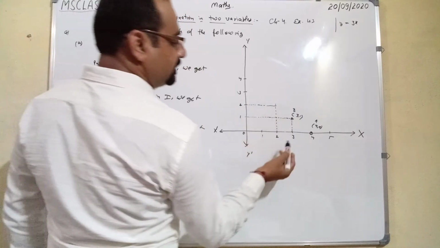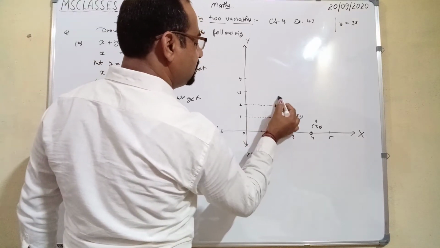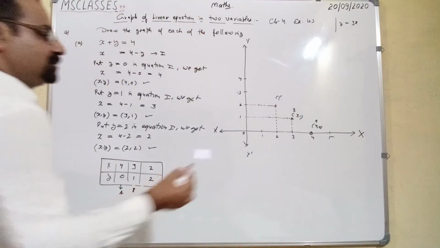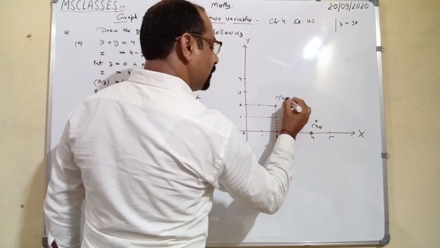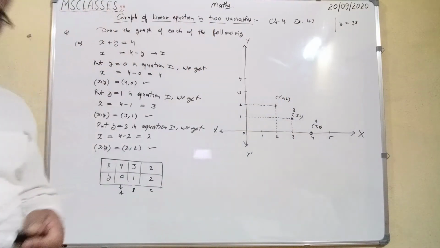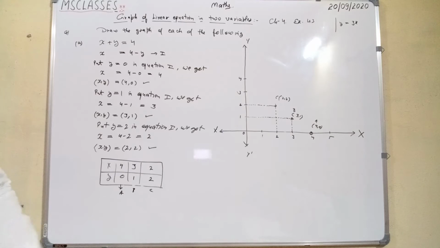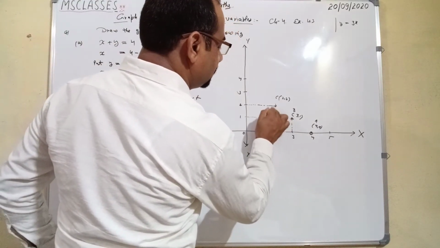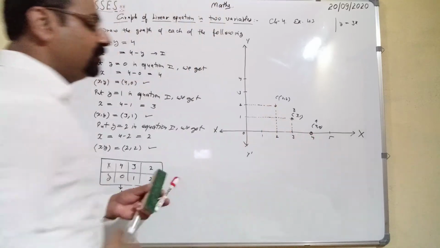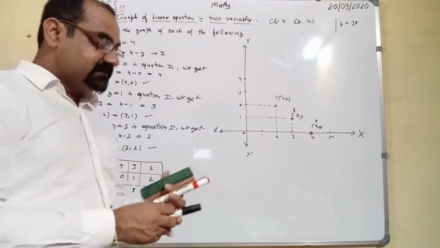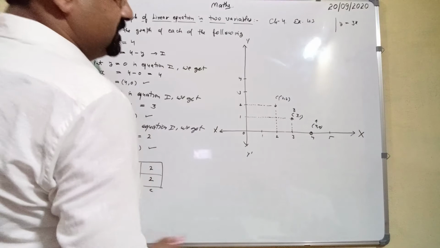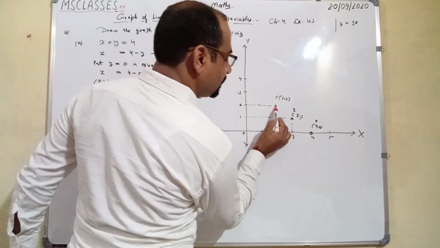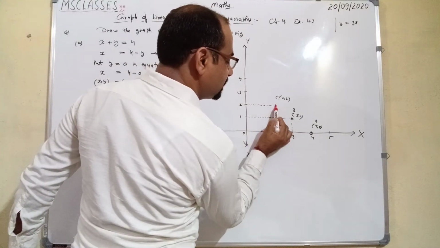Right. So this is the third point C, and the coordinate of C is 2, 2. Now we join these 3 points. Which points? This one, this one, and this. We have to join these 3 points A, B and C with the help of a pencil or scale.